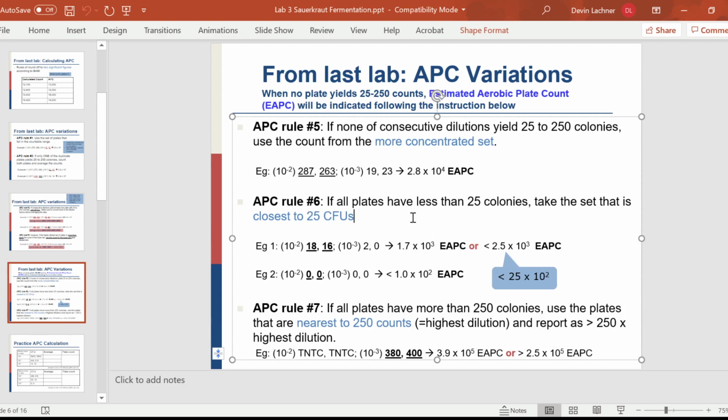So number 6, if all the plates have less than 25, you take the set that is closest to 25 CFU. So here we have our 2 dilutions, 10 to the negative 2 and 10 to the negative 3. Then we have 18 and 16, and 2 and 0. So 18 and 16 are a lot closer to 25. So then we take these numbers, take the average, and that's our estimated aerobic plate count, or it's just less than 2.5 times 10 to the 3.